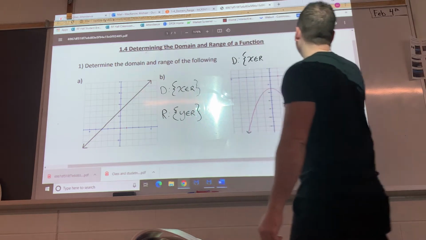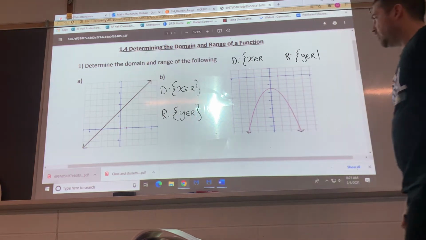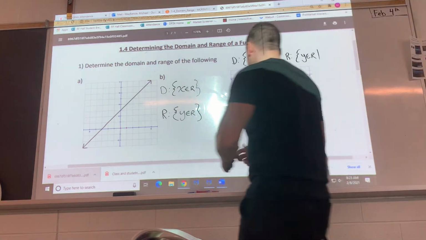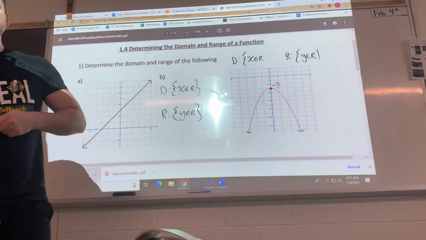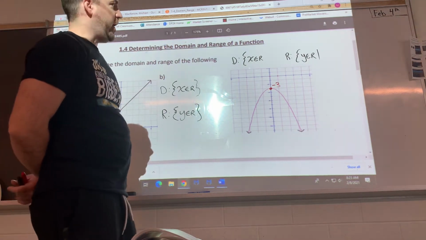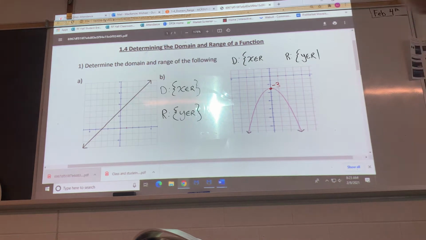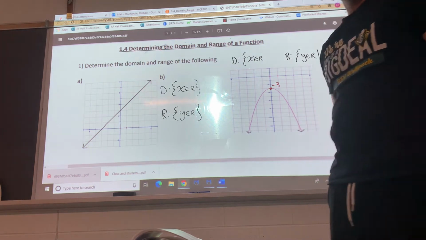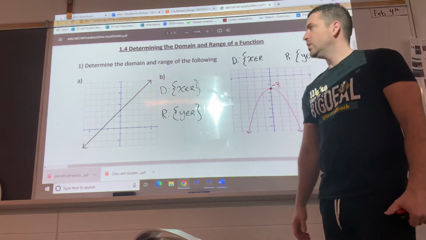Okay, so we're going to start with x ∈ R, and we'll start with y ∈ R. I don't know if you guys can see this properly, but the vertex is at -3 for the y value. What is the domain for a quadratic function? Anyone?